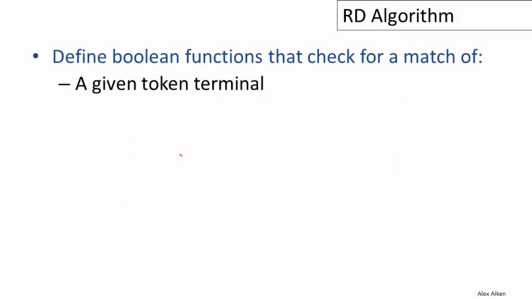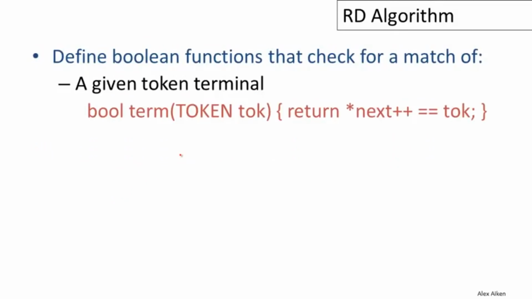And one function we have to define is one that matches a given token in the input. So how does this work? Well, it takes as argument a token, which is of type token again, and then it just checks whether that matches what's currently pointed to in the input stream. So is TOK equal to the thing pointed to by next? And notice that as a side effect, we increment the next pointer.